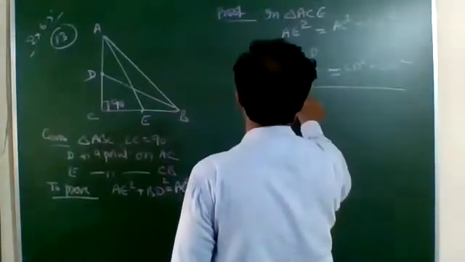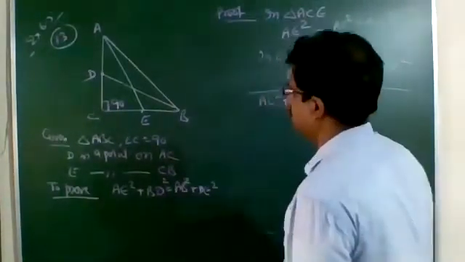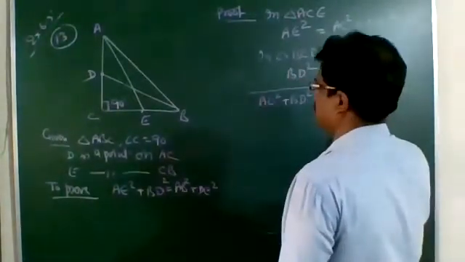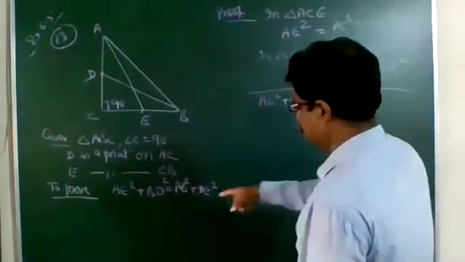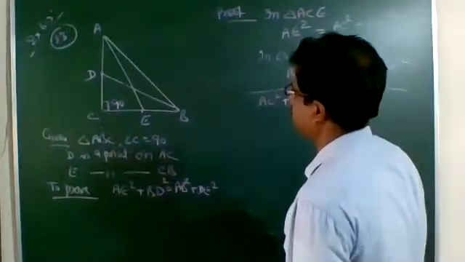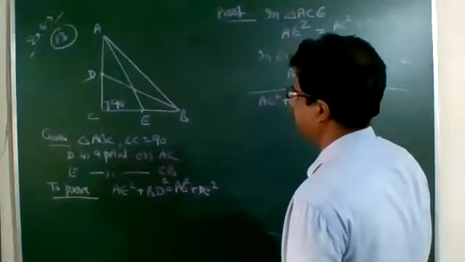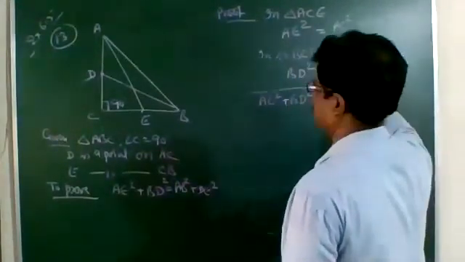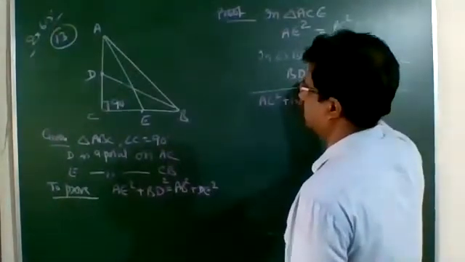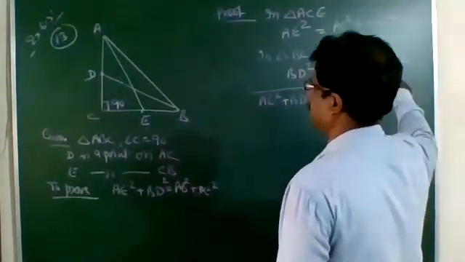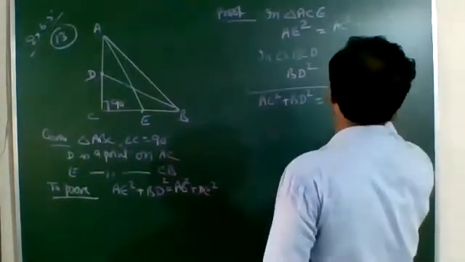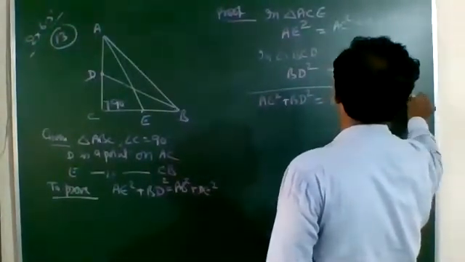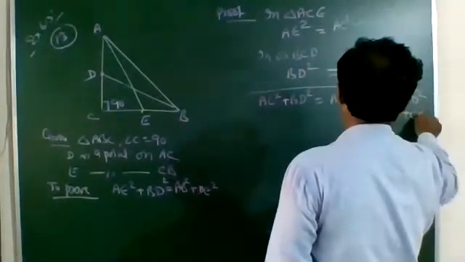AE square plus BD square equals AC square plus CE square, plus CD square plus CB square. We require AB square, so AC square plus CB square. BD square equals CD square plus CB square. So AC square plus CE square plus CD square plus CB square.